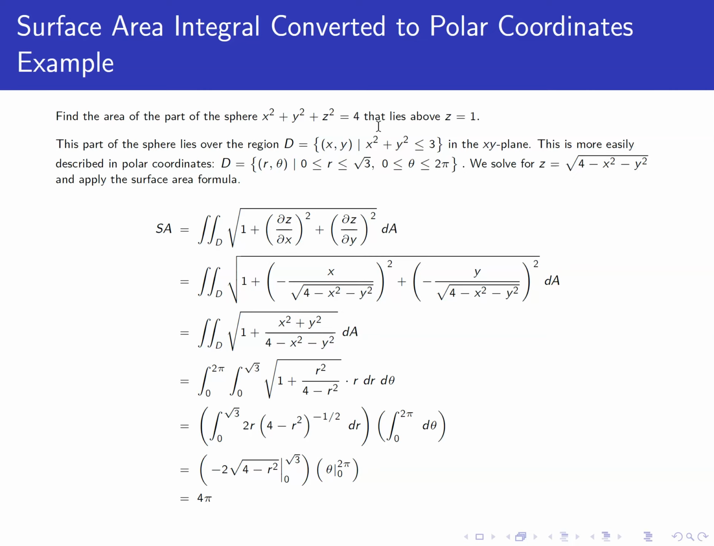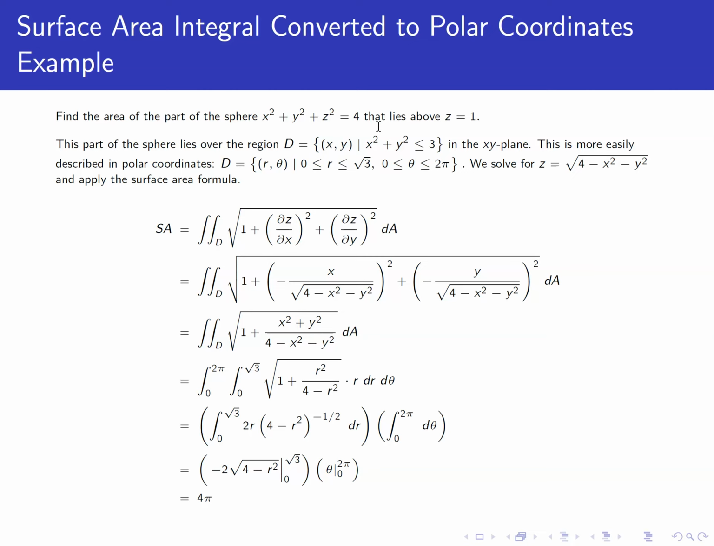We now need to express our sphere as a function of x, y. We solve for z. We only need the top half because we want above z equals 1. So we get the function as z equals root 4 minus x squared minus y squared. And then we can apply our surface area formula.